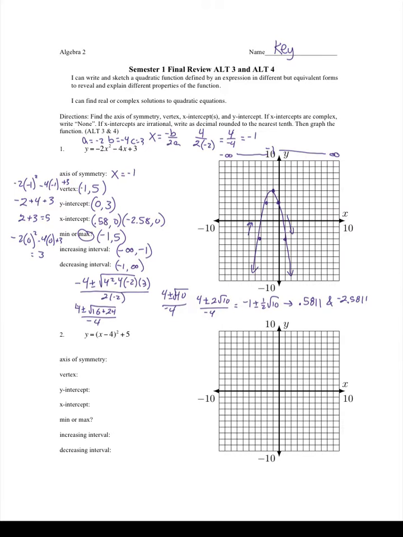For number 2, we've got vertex form. This is similar to the absolute value, so the axis of symmetry is the opposite of our h value in there, x equals 4. Our vertex is at (4, 5). We're going to plug in 0 again to find our y-intercept. 0 minus 4 squared plus 5 is negative 4 squared plus 5. We're going to get 16 plus 5, so the y-intercept is (0, 21).